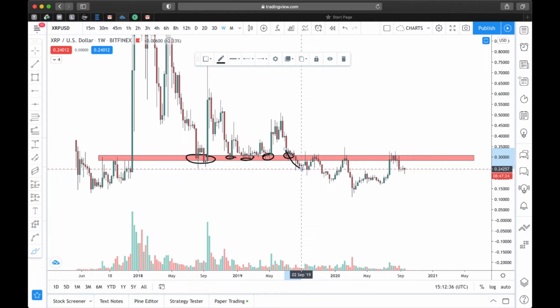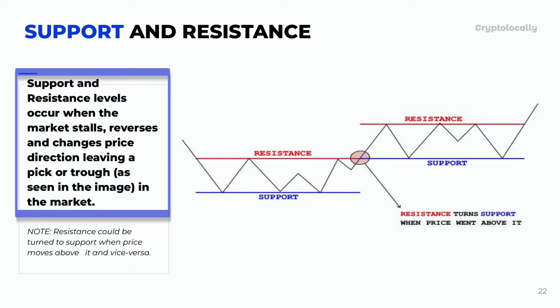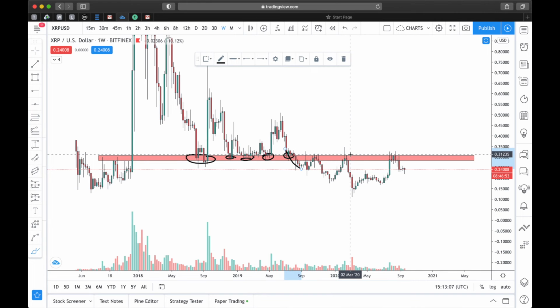I'm going to be explaining this in the second slide. There's a point in time where support can turn to resistance. Support can be support forever, but there will be a time when there will be a break. So if there's a break in support, a support can turn to resistance. Support and resistance levels occur when the market stalls, reverses, and changes price direction, leaving a peak or a trough. Can you see? This is a peak now. It was a support before.